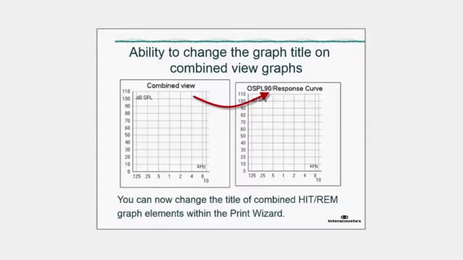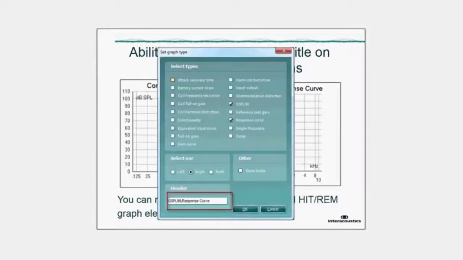However, I've added an element now, so when you right-click and edit the graph type, you can now change the header so that you can actually title what the graph shows. As you can see here, we've added OSPL 90 and response curve. This is a HIT measurement, and you can actually change the title of the graph to reflect what you want to detail and what you want to show.